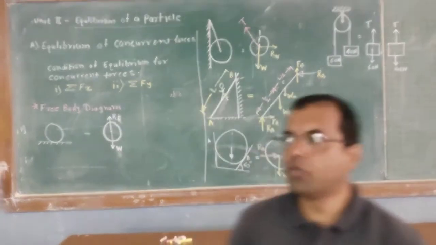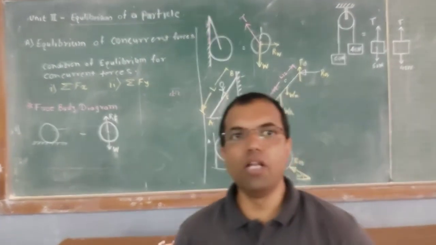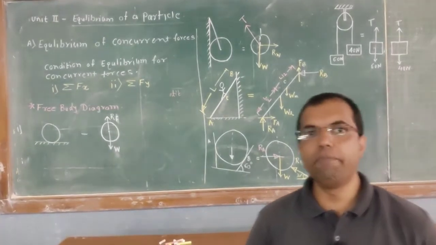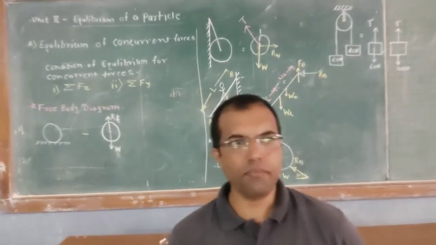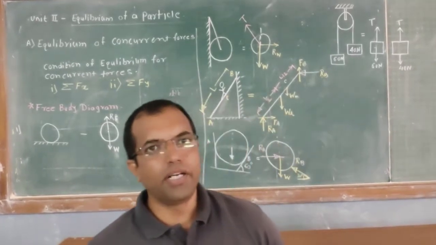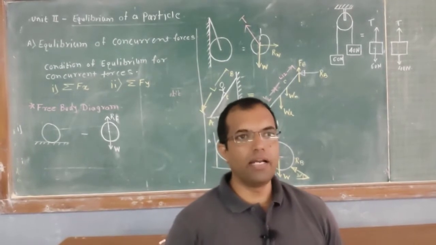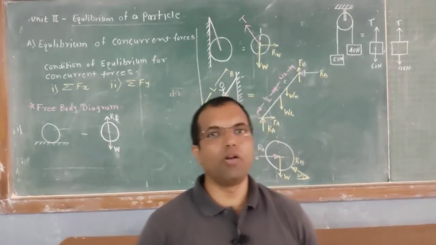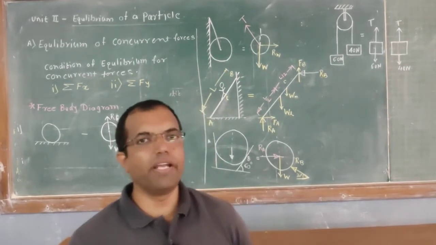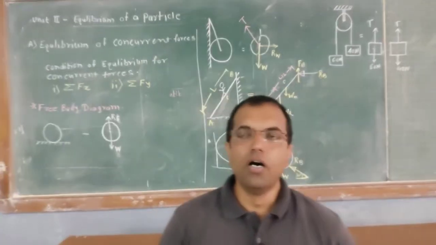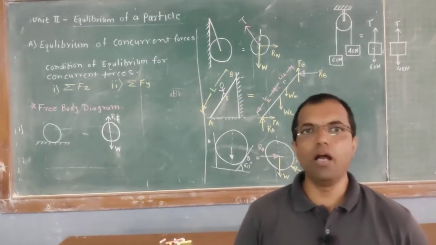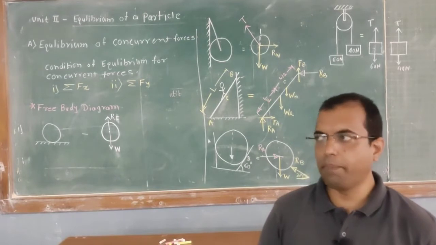Before proceeding towards today's session, let's recap what we have learned in unit number 1. In the first unit we learned methods to find the resultant. What are the different methods? Resolution of forces, triangle law, law of parallelogram of forces, and polygon law. These are some methods to find the resultant of a system of forces, maybe parallel forces, non-parallel, concurrent and non-concurrent force systems.